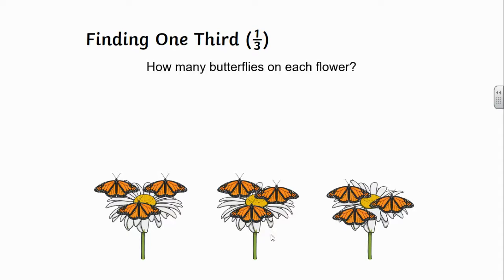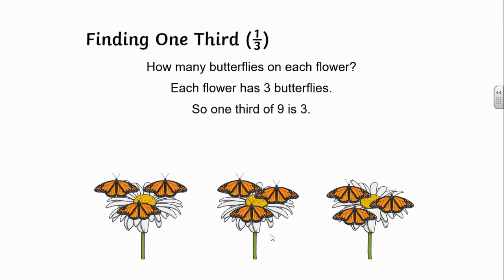So how many butterflies on each flower? That's right. Each flower has 3 butterflies. So 1/3 of 9 is 3. This is how you write as a statement. 1/3 of 9 equals 3.